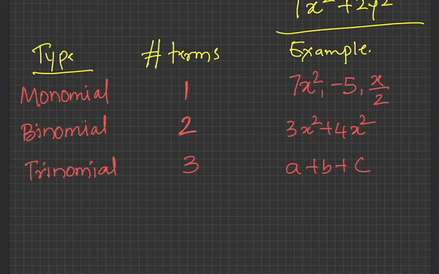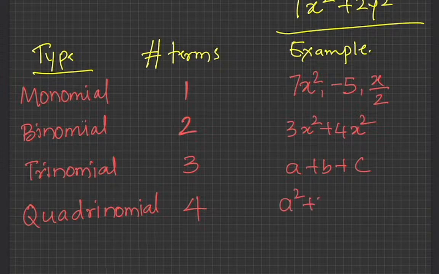Then we have something called a quadrinomial, okay? Quadrinomial means basically 4, so this will have 4 terms. Let's take it as a squared plus b squared plus c squared plus 4. I'm just giving you random terms, right? So quadrinomial. We can go on like this, but then we give something called a polynomial.